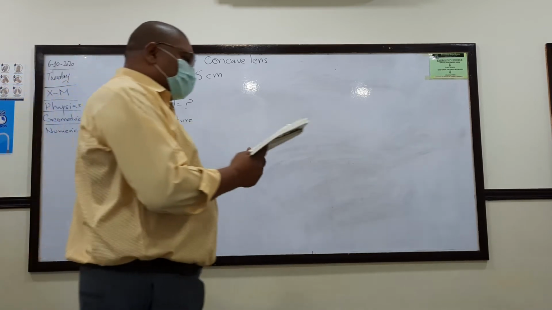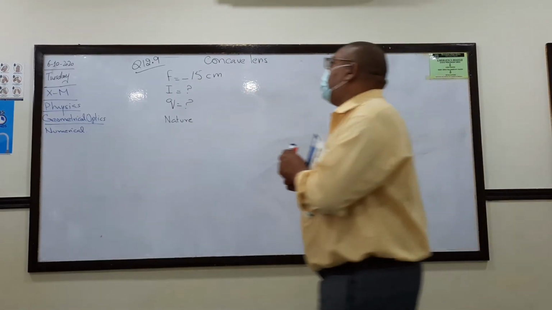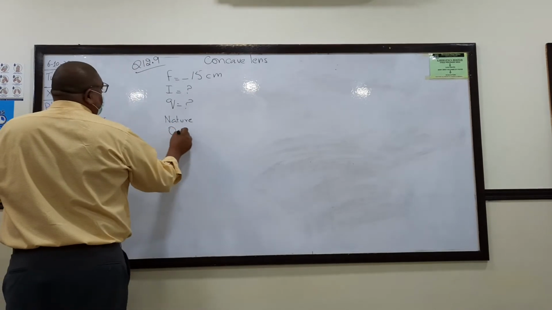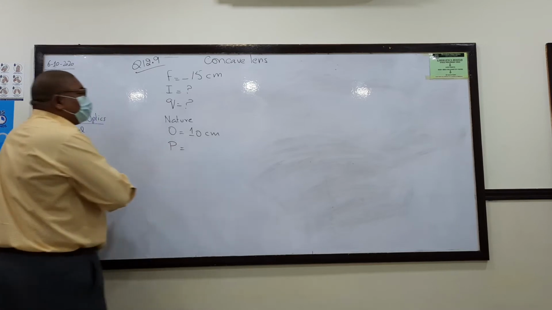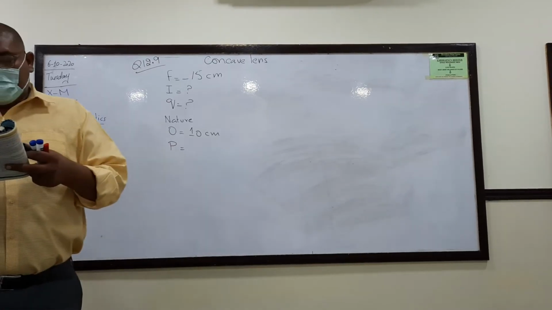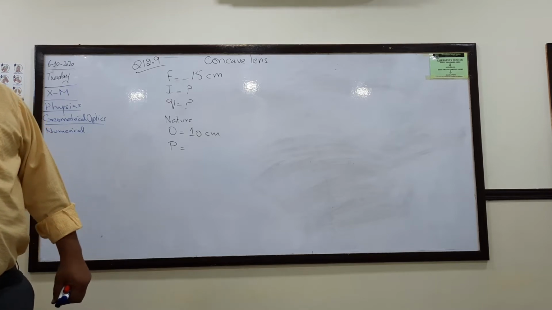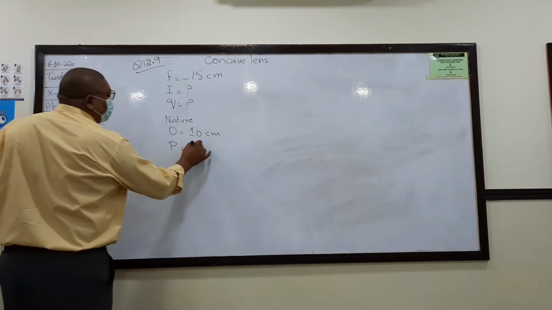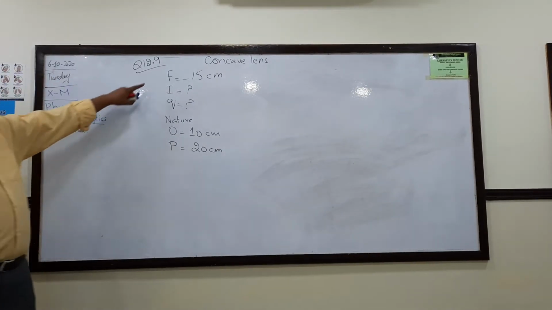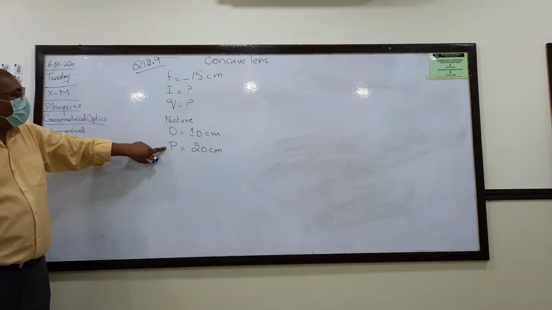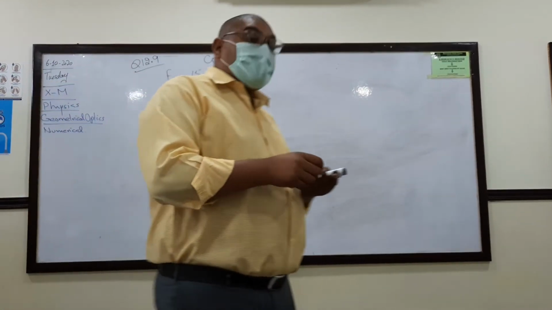An object 10 centimeter high is placed in front. The height of the object is given. That's how much? 10 centimeter. And it is placed at a distance of 20 centimeter from a concave lens. You see, it's very simple. The value of f is given, the value of p is given, and the value of q is questioned. So use the lens equation.